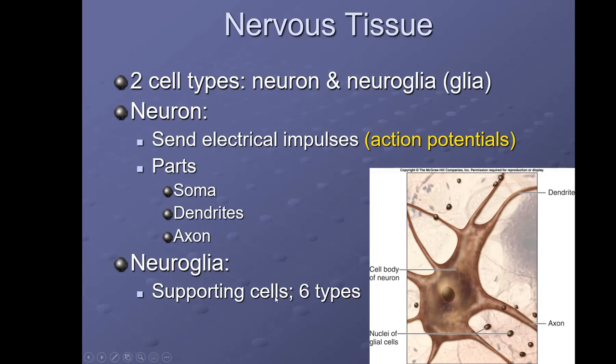And then we have the supporting cells, which are called neuroglial cells. There's six different types. We'll discuss those in detail later, but they have a variety of roles depending on which one you're talking about. But their main job is to do supporting work. They do not send the electrical signals like the neurons do. And you can see some neuroglial cells here. There are a lot more neuroglial cells than there are neurons.